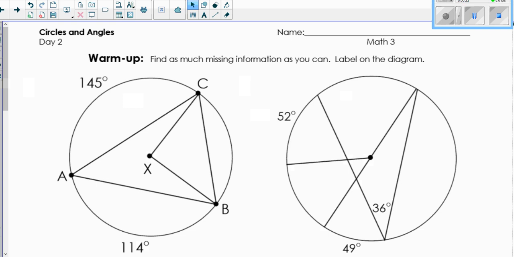I highly suggest that you try this on your own and then come back and I will show you the answers. So pause it right now, and then I will explain how I got these. Okay?